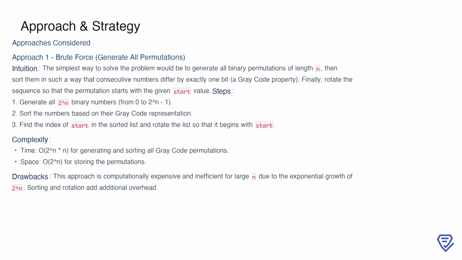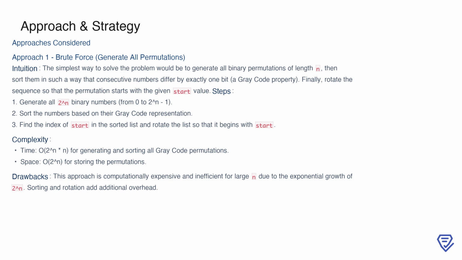To begin solving this problem, we considered a brute force approach. The intuition here is straightforward: generate all possible binary numbers of length n, which would give us 2^n combinations. Then, we could sort these numbers in a way that consecutive elements differ by only 1 bit, which is a property of gray codes. After sorting, we would locate the given start value within the sequence and rotate the list so that it begins with this value.